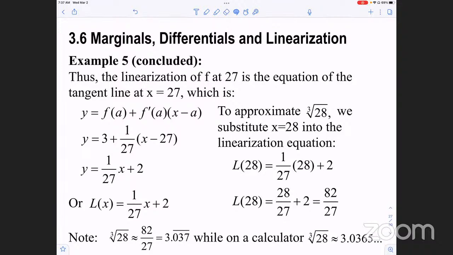3.03, you see it there. So note that cube root of 28 is approximately 3.037 bar. Well, on a calculator, it's going to do all of this. Interesting. Close. Both of these are approximations. This is interesting. We used something that was known to approximate something that was unknown. So it was similar to an example that we did earlier.